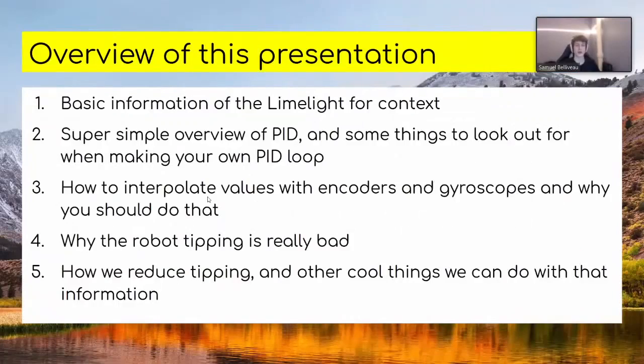Just an overview of what this presentation is going to be. I'm first going to go over some basic context of the Limelight, which is going to be used in a couple of the examples. Then a super simple overview of PID and things to look out for when making your own control loop. How to interpolate values of the Limelight with encoders in the gyroscope and why it's very important to do that, why robot tipping is really bad, and how we can reduce tipping and other cool things we could do with that information.